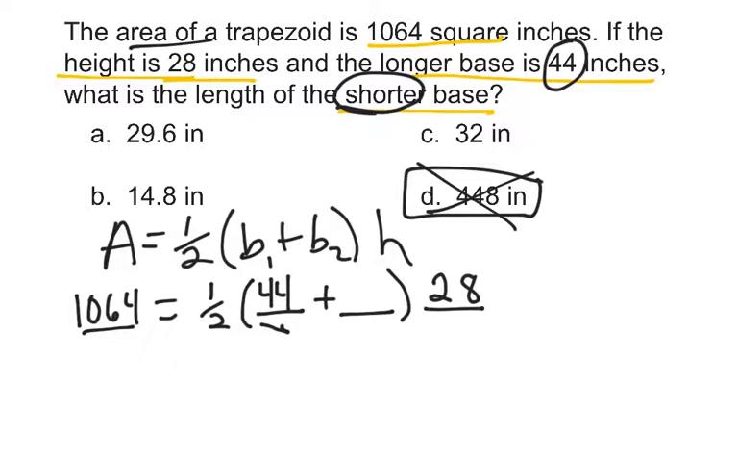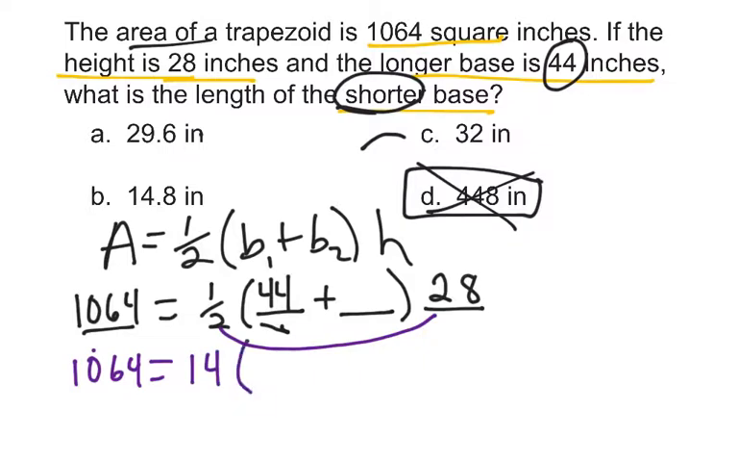Next step, we could technically plug in the numbers. That's a lot of numbers to plug in. If we say, okay, 44 plus 29.6, multiply that by 28 and cut it in half, that's a process. But there are some ways you can use a little estimation to help you. So let's simplify. Let's take half of 28. So we have 1064 equals, half of 28 is 14, 14 times 44 plus, and we need the base, so we put a b for a variable.